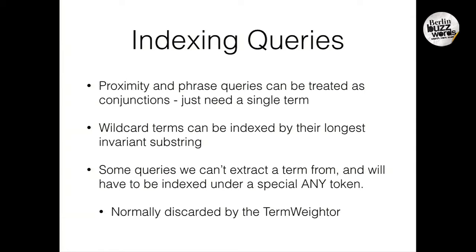Wildcards are fun. You saw in the query earlier that we had lots of things with wildcards, prefix wildcards and suffix wildcards. How can you index something that is going to hit the bit of the wildcard that you're interested in? There are two ways of doing it. You can extract the longest invariant substring. So if you've got a wildcard with an asterisk at the beginning and an asterisk at the end, you take the bit in the middle and index that. Then at document time, when you're building your query out of the document, as well as taking all the terms from that document, you take all the n-grams of all the terms from that document as well. So you're going to match any substrings from the terms in the document.